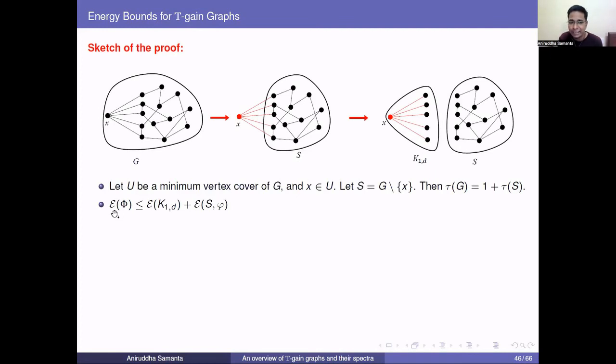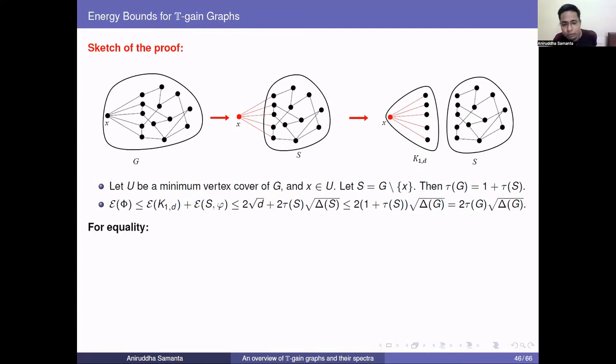Therefore, from there we know the energy of phi is less than or equal to the energy of the star plus the energy of this portion S. So here we use induction. As we know, the energy of the star with d pendant vertices, where the degree of this X is d, is nothing but 2 times square root of d, and plus here we use the induction, 2 times tau S into square root of delta S. And after some calculation, we can see that this will be nothing but 2 times tau of G into square root of delta G.